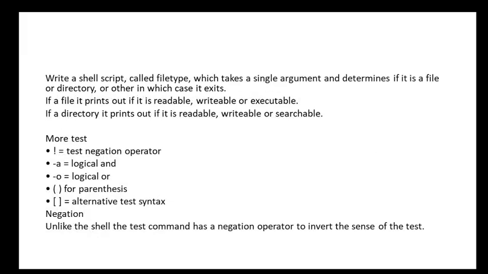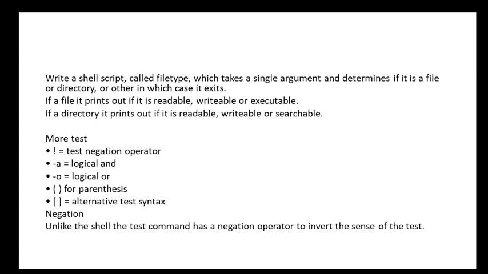Write a shell script called filetype which takes a single argument and determines if it is a file, a directory, or other, in which case it exists. If a file, it prints out if it is readable, writable and executable. If a directory, it prints out if it is readable, writable and searchable.